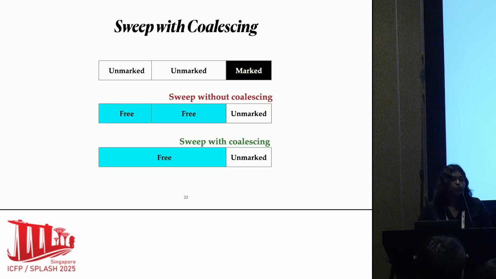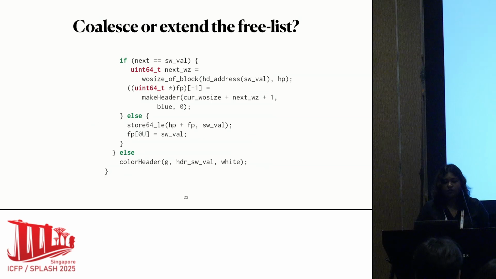We are offering one more feature called sweep with coalescing, because without a coalescing operation, two white objects can reside like this as two blue objects together. This causes fragmentation. And with coalescing, we are actually ensuring that that doesn't happen. We merge the objects together, okay?